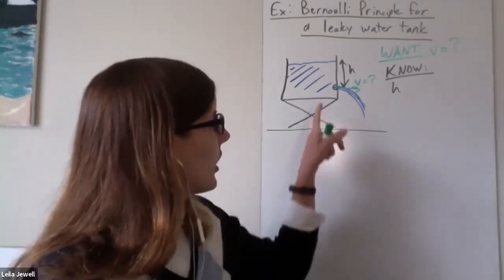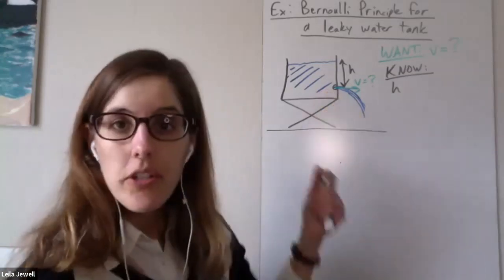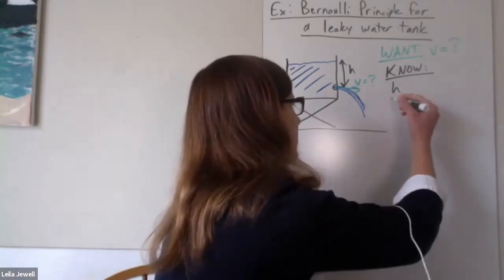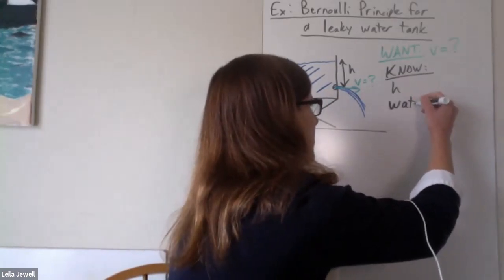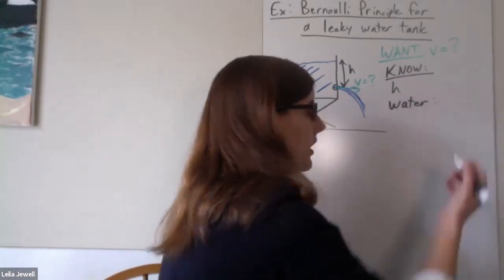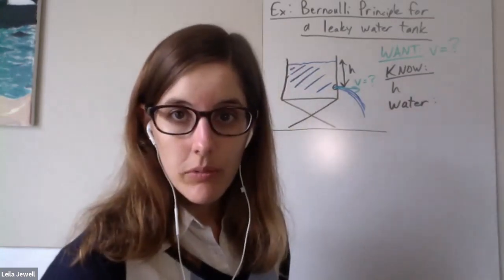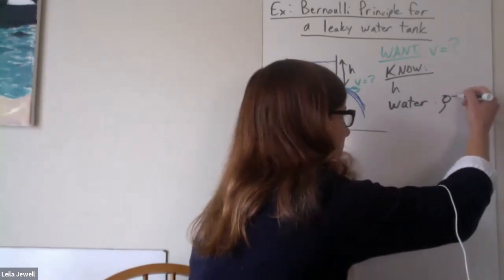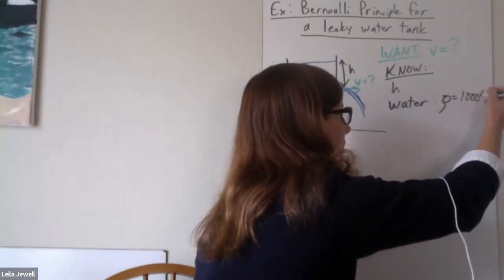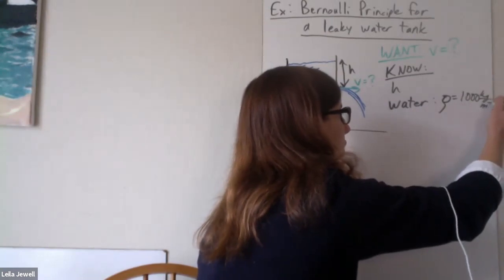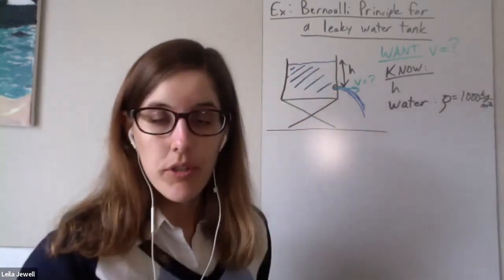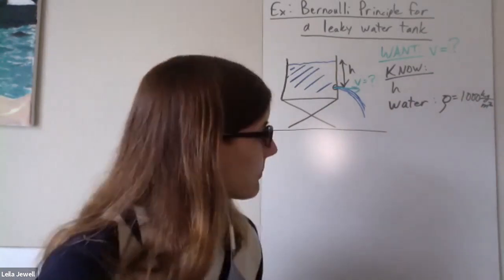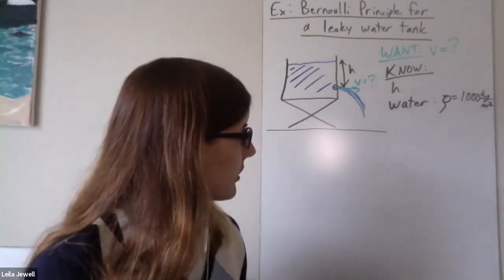So another thing we can mention is this is water, right? This is a water tank. And why do we care that it's water? Well, that gives us the density. We know the density of water is 1,000 kilograms per cubic meter. And I'm going to assume it's fresh water because people don't usually drink salt water. So that's one thing we know.